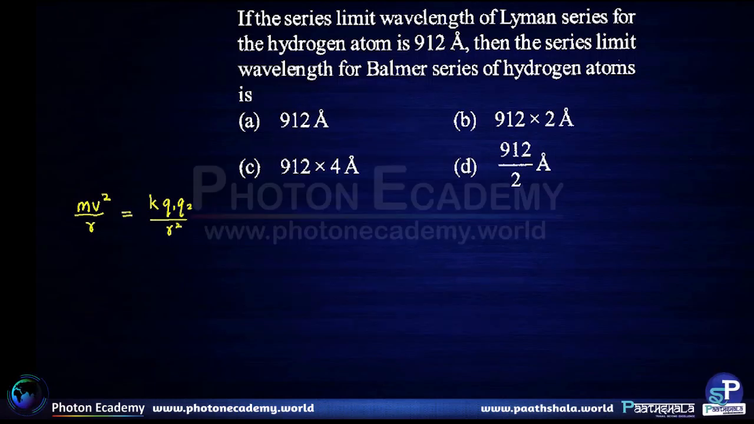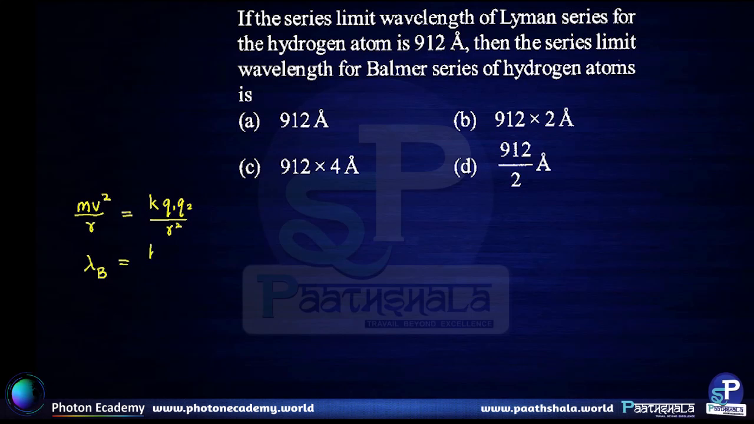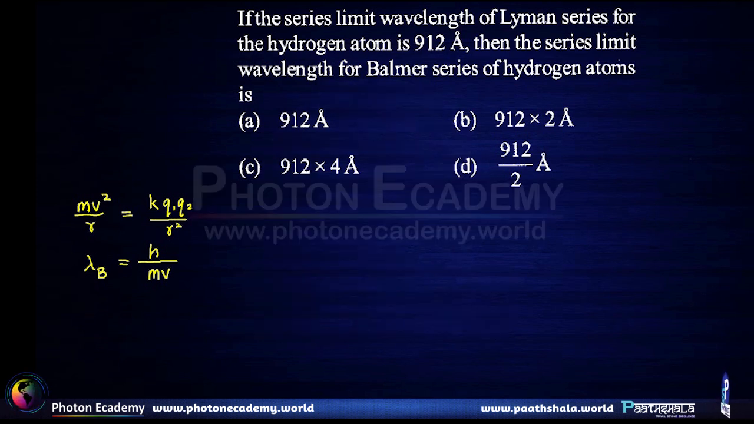Now, a moving electron would have a de Broglie wavelength associated with it due to particle wave duality. And that de Broglie wavelength is given as lambda b is equal to h, which is Planck's constant, divided by mv, which is the momentum of the electron. And in the Bohr model, a stable orbit can only be formed if the length of the orbit, that is 2 pi r, is an integral multiple of the de Broglie wavelength.